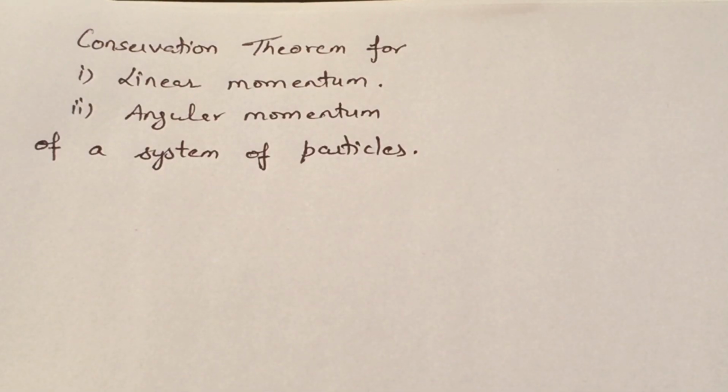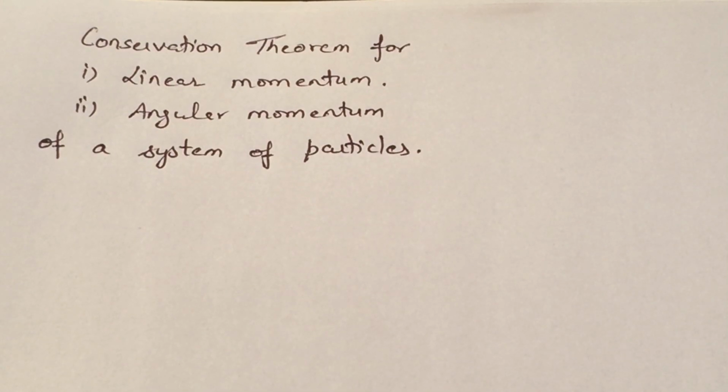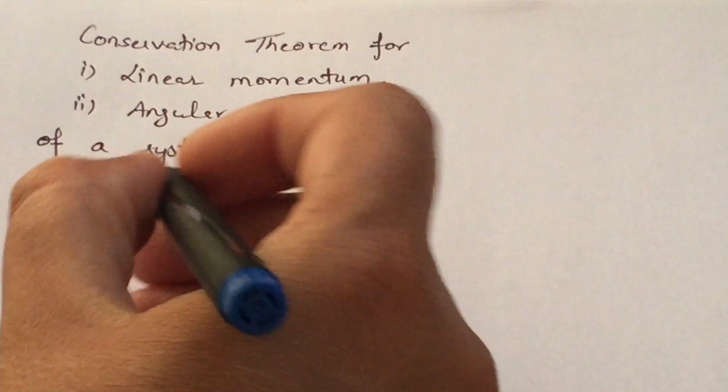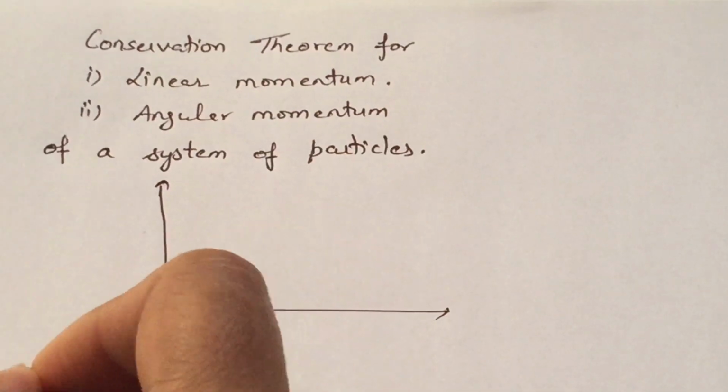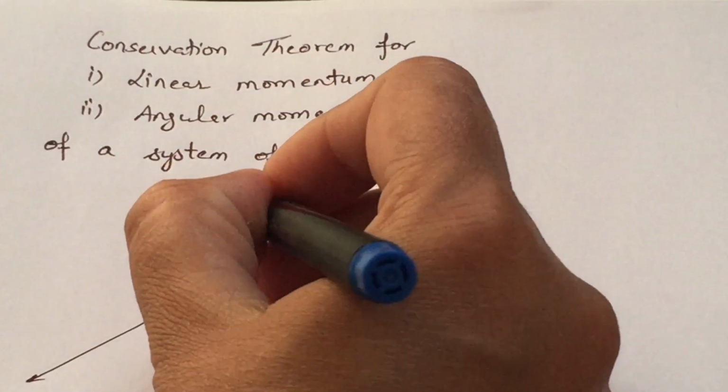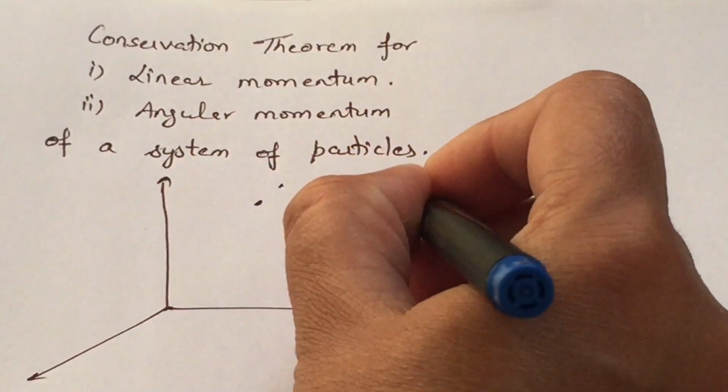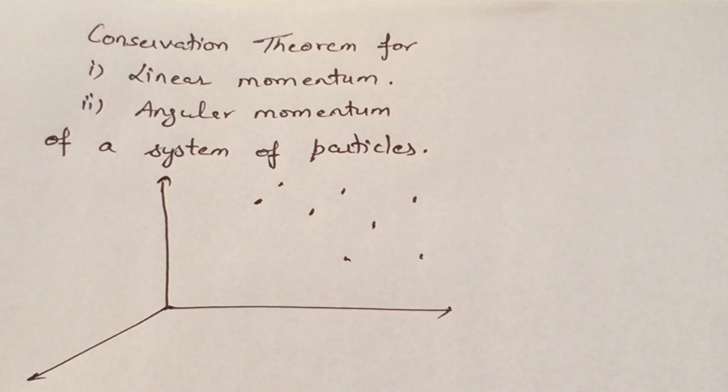Today we will talk about the conservation theorem for linear momentum and angular momentum of a system of particles. Let us consider first a system of particles. There is a space coordinate and we have a large number of particles because we are considering a system of particles.